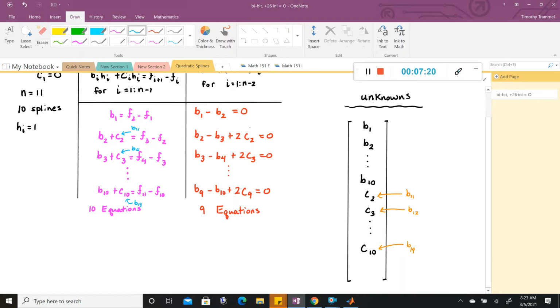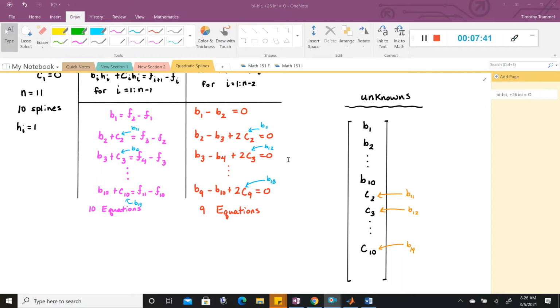And then if we come over here, this is B11, B12, and lastly, if we're stopping at C9, not C10, this is B sub 18.